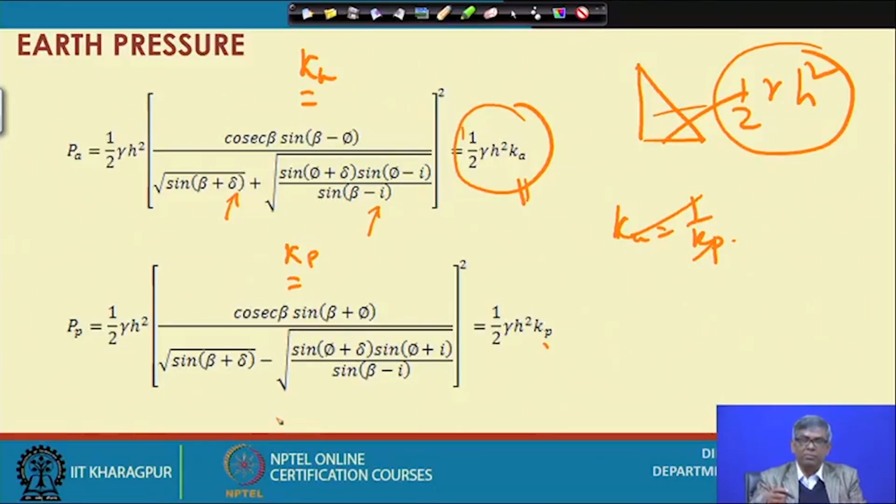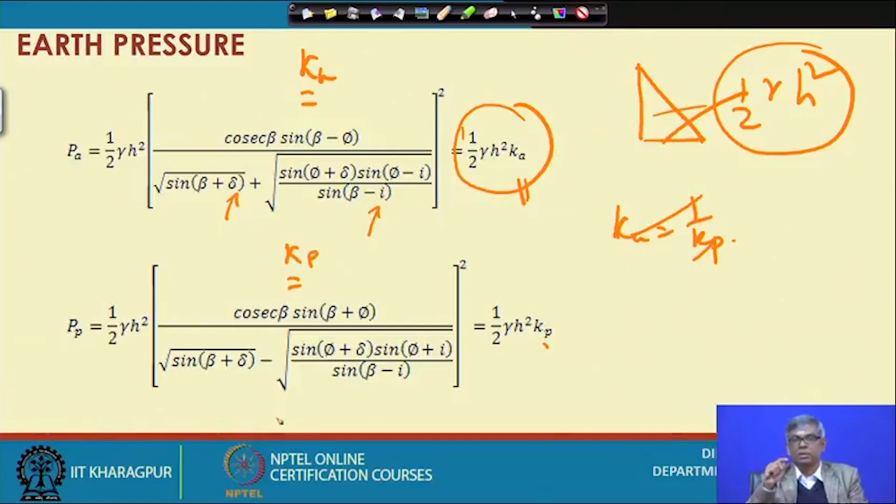However, most of the time, because of the lengthy nature of the expression, people do not use this. Most of the time, people prefer to use Rankine's theory. And by this process, when we calculate the value based on Rankine's theory and by Coulomb's theory, we get a difference of approximately 10 to 15%.